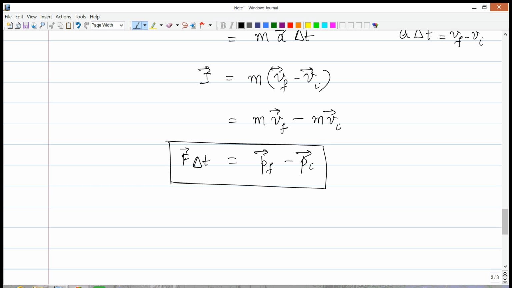Now this is of course a very crude way of deriving it, because here we are assuming that the force is constant, but just trust this derivation, or rather trust the result, the theorem itself, because it works in all possible cases. Okay, so that's it for this video.